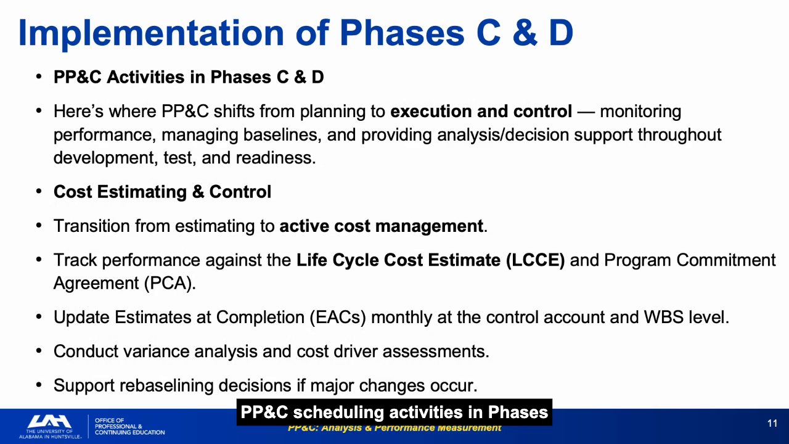PPNC scheduling activities in phases C and D: maintaining the IMS, monitoring the critical path, performing SRAs, tracking milestones. The IMS is a living document, not a one-time artifact. It must be updated as work evolves and dependencies shift. Near-critical path monitoring is as important as critical path monitoring.